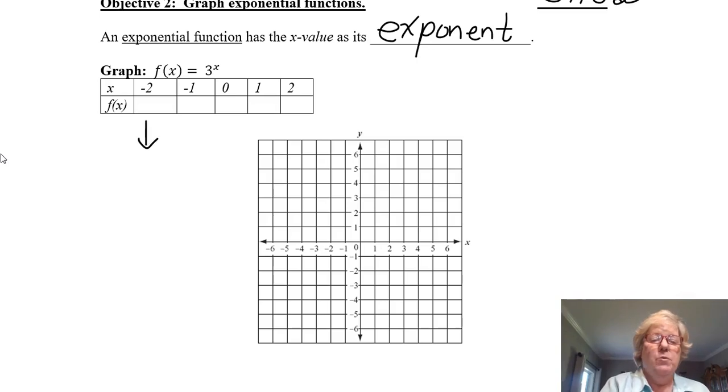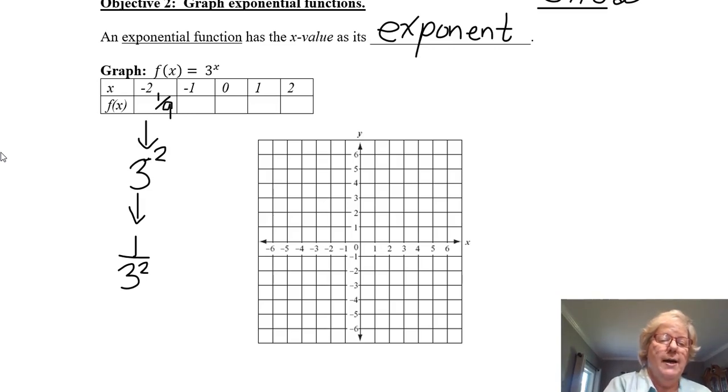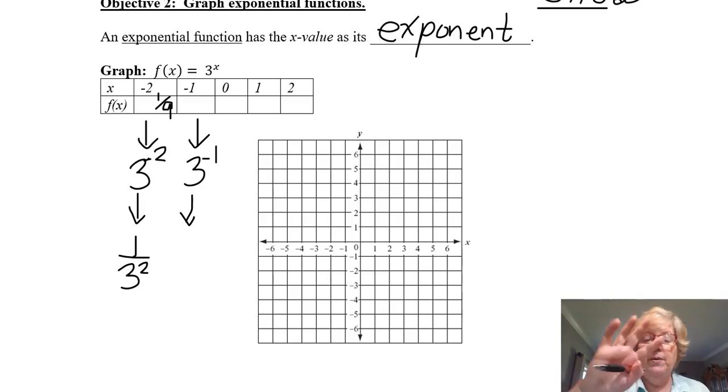So first, I will have 3 with the exponent -2. If you've studied negative exponents before, you know that that just means to flip the base, which means take the reciprocal and flip it upside down. And 1/3 squared is 1/9. So that's the answer for the first function value. Now let's do the second function value. If I have 3 to the -1, again, negative exponent means to flip the base. That would be 1/3 to the +1, which would give us 1/3.